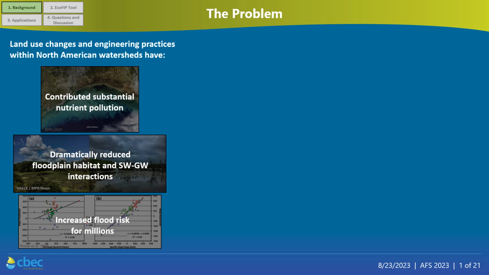And so land use changes and engineering practices within North American watersheds have had an array of impacts on ecosystem health. We've contributed substantial nutrient pollution to areas like the Gulf of Mexico, which has had substantial impacts on offshore fisheries. We've dramatically reduced floodplain habitat and surface water-groundwater interactions, and paradoxically increased flood risk for millions of people as a result of extensive leveeing and other ways of removing active river channels from their historical floodplains.